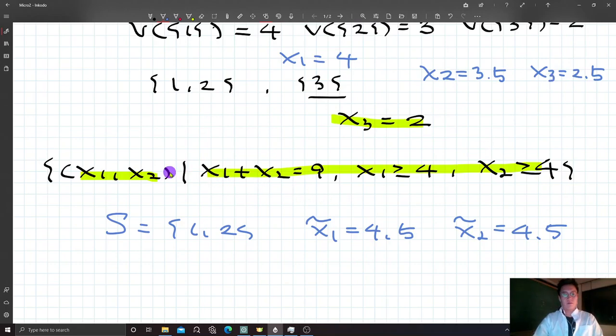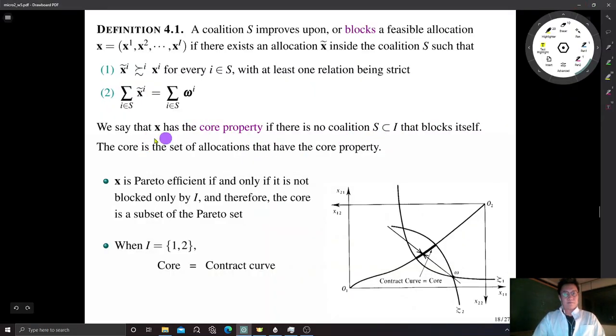Okay, but an allocation satisfying these three conditions, and x3 is given by 2, it has the core property. Because there is no other feasible allocation that improves upon this allocation. All right, so that is the core. So that is one central solution concept in cooperative game theory, right?